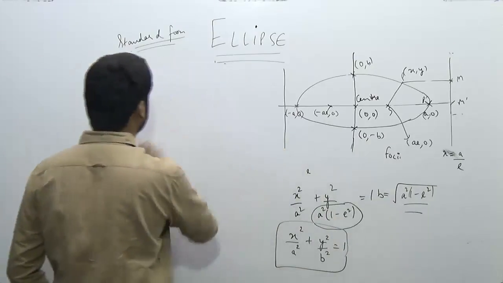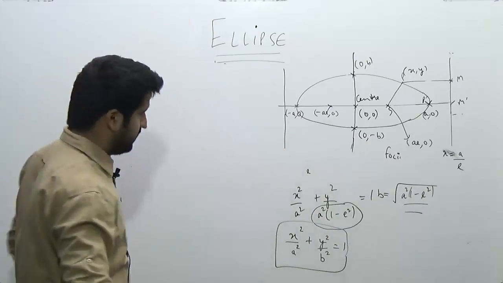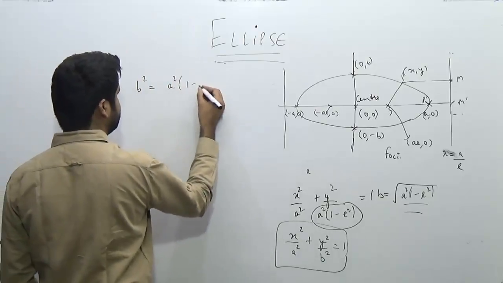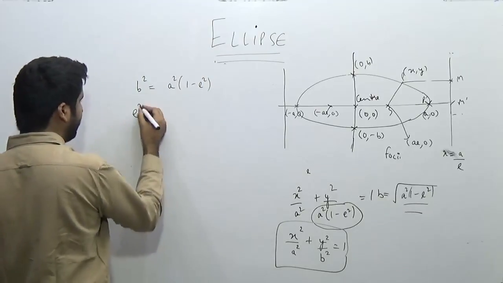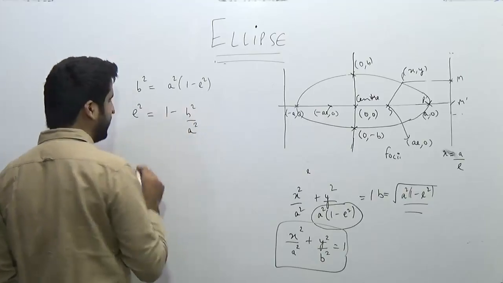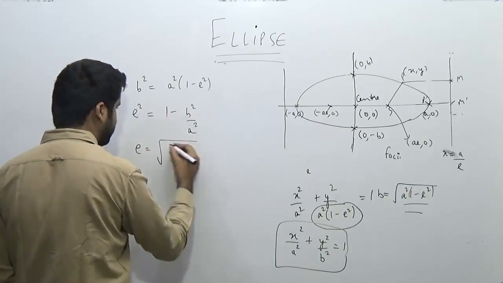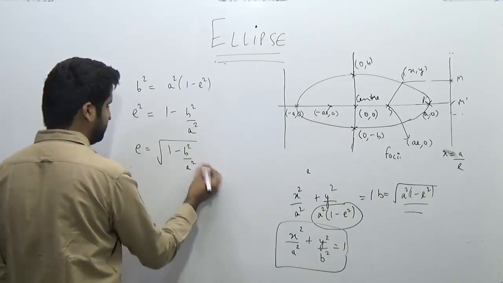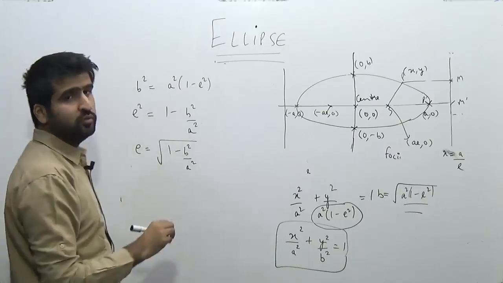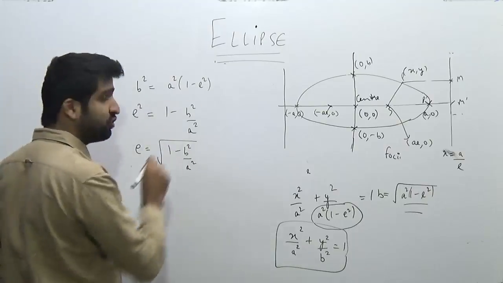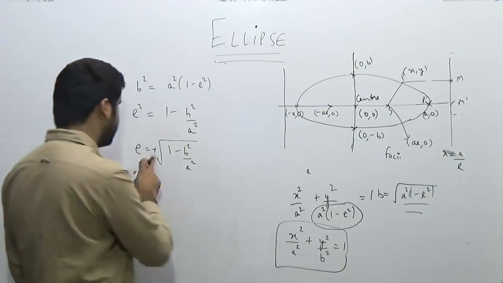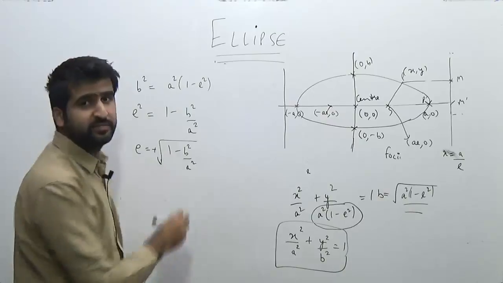Just see that from here, b square can be written as a square into (1 minus E square). And if we try to find the formula for e square, this comes out to be 1 minus b square upon a square. Now e will come out to be under root 1 minus b square upon a square. I will not write plus minus because the eccentricity is a ratio of two lengths, and this ratio can never be negative. So this will always be a positive value only. So the eccentricity comes out to be under root 1 minus b square upon a square.